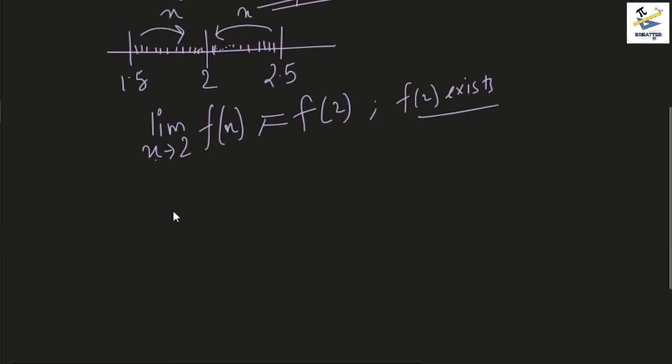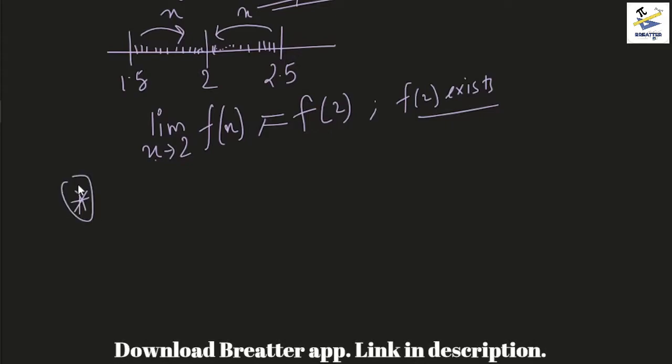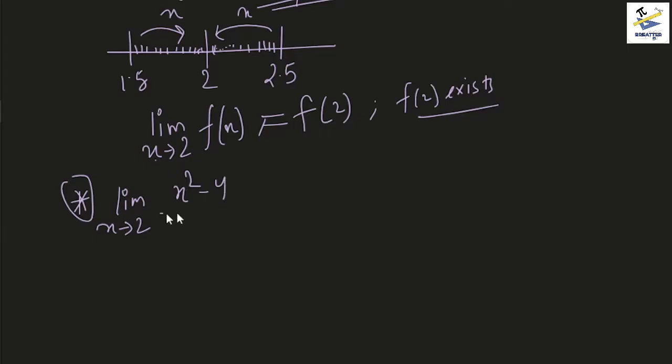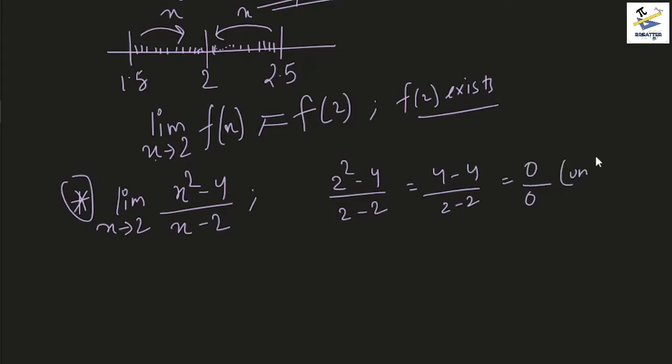A common example would be like this: limit x tends to 2, this. So as you can see, if we were to put the value here, it will give us 4 minus 4 by 2 minus 2, or 0 by 0, which is practically undefined. It doesn't make any sense at all. Therefore, this kind of problem needs to be handled in a bit more subtle way.